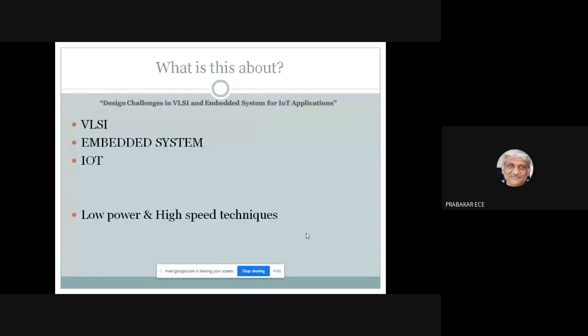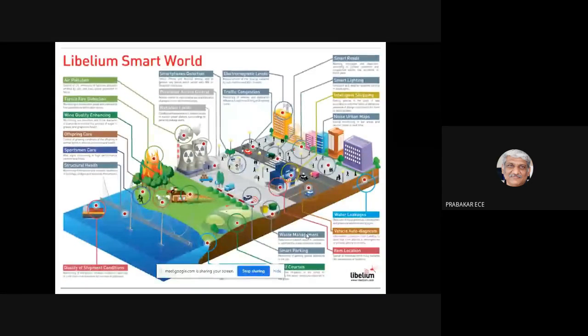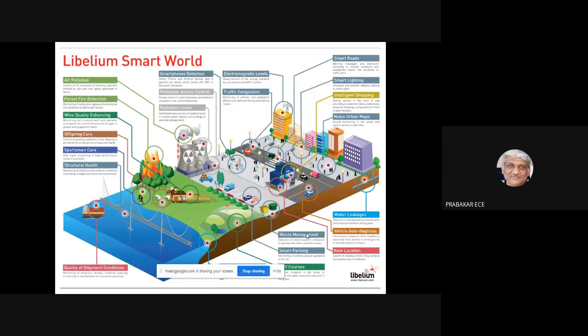So this is actually the overall diagram. I think my screen is visible to you. This is taken from the Libelium Smart World, an example where plenty of sensors are available to measure the complete set of environmental parameters. I will just go through this one by one.